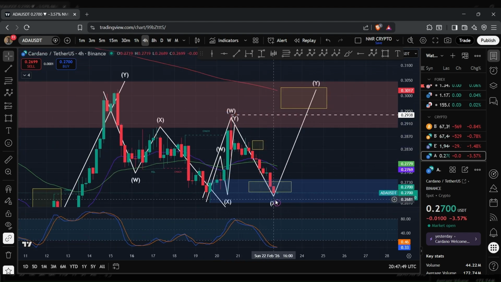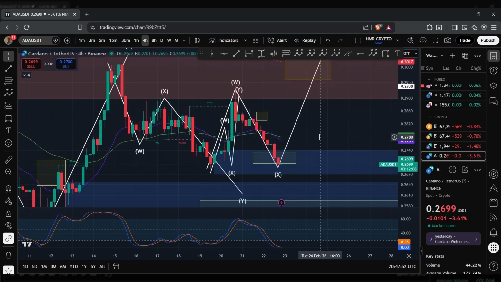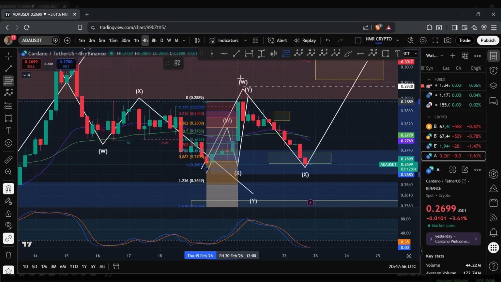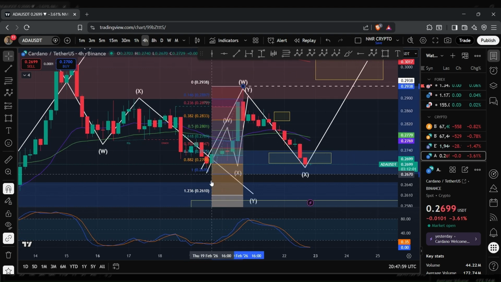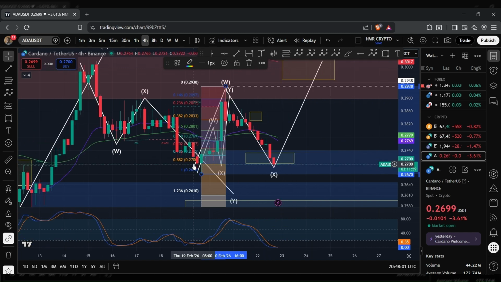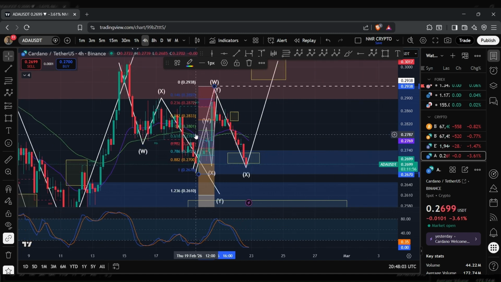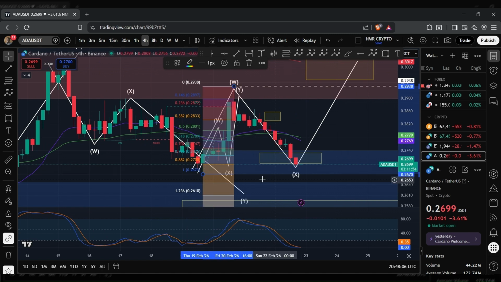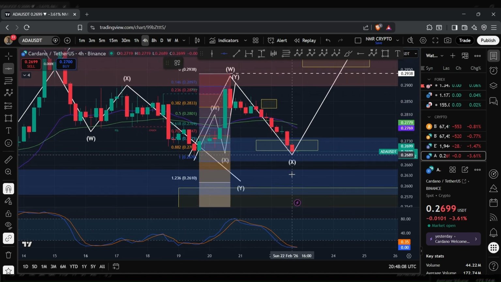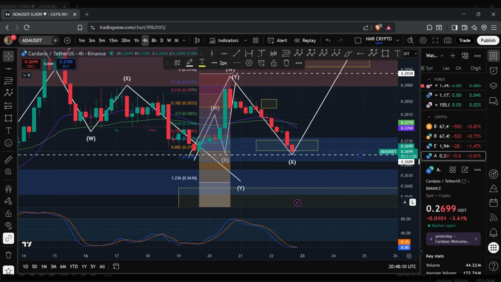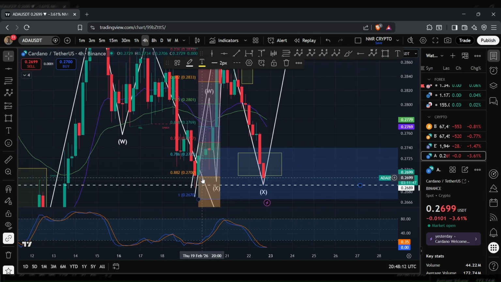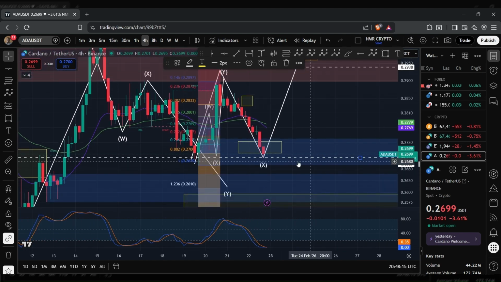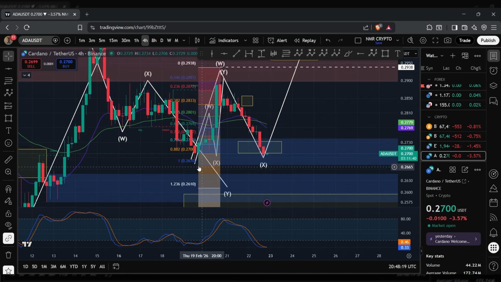Now, typically the X wave would reach anywhere between 50 to 18.2% of the W wave. And if I just bring in the Fib2 to over here, what you can see is that range sits between 27 cents to 28.01 cents. And as it stands right now, it looks like we ended up actually breaching below the 18.2% retracement level. And usually that signals that we are bearish. And so it wouldn't surprise me if we continue to see a move to the downside and the price of ADA will then breach below the local bottom at 26.7 cents.